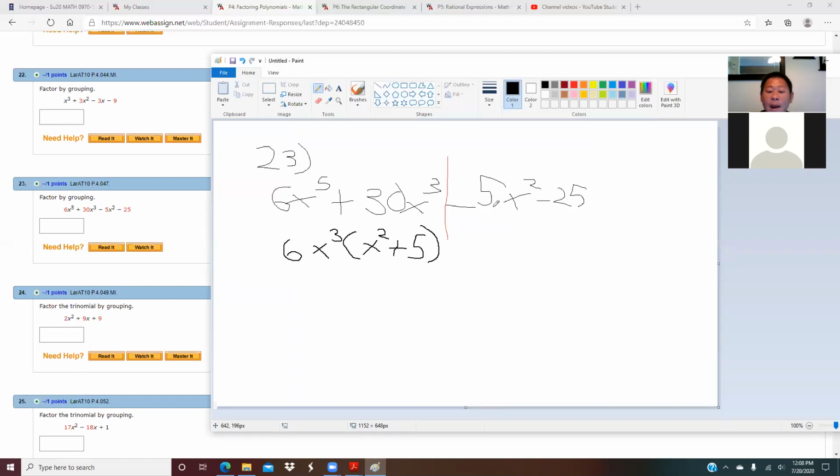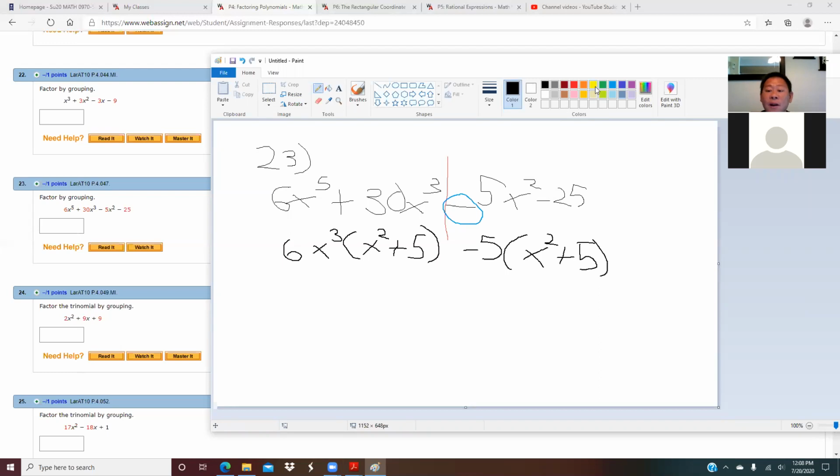And then the second pair. Because there is a negative over here, you have to factor the negative out. The common factor between these 2 is 5, so you will get negative 5 times x squared plus 5. How do you know if this is correct? You can distribute. If you distribute negative 5, you should get negative 5x squared minus 25. And the same thing happens to 6x cubed.